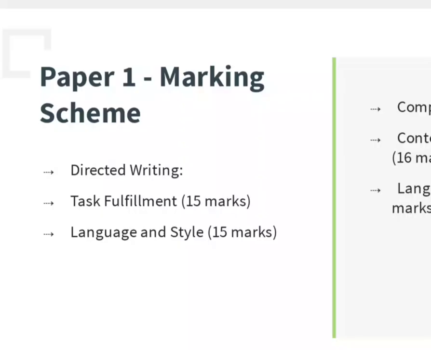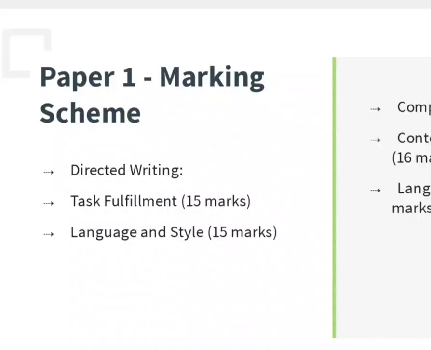Number one, the task aspect of paper 1 is directed writing. As I am telling you about the marking scheme of directed writing. Here communication of key information in a range of text types is required to achieve a specific purpose for a certain audience in a particular situation. The task fulfillment and language are tested in section 1 and are given equal weightage in terms of marks. As I've told you, 15 marks for task fulfillment and 15 marks for the language and style.